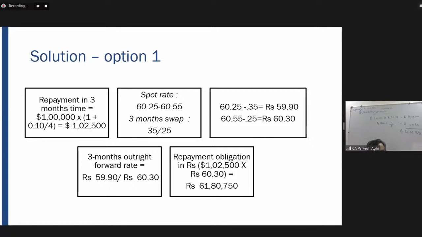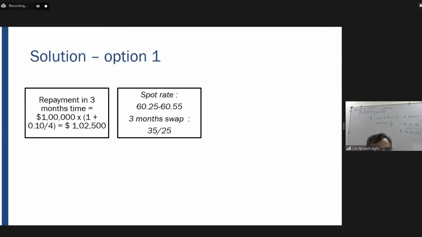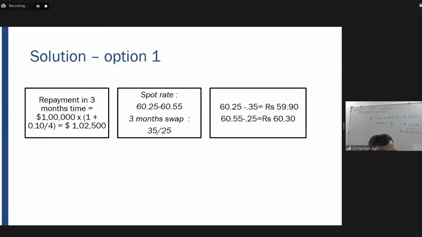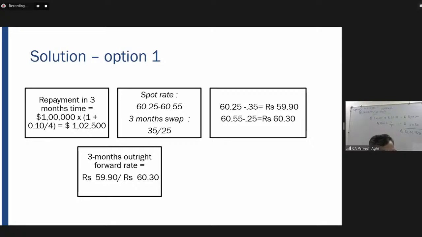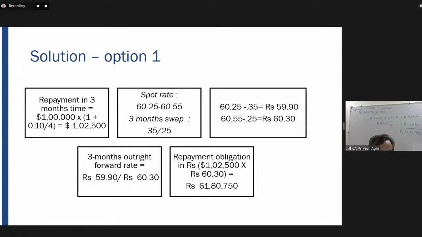In dollar terms, it will go to $1,02,500 because it carries a 10% rate of interest. The spot rate is 60.25 and the 3 months swap rate is 35.35. So the forward rates are going to be 59 point something, and the 3 months outright forward rate is 59.90 and 60.3. So we multiply $1,02,500 into 60.3. So the total outgo will be 61,80,750.